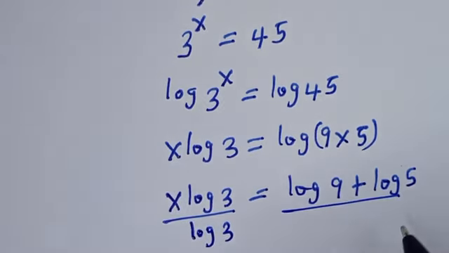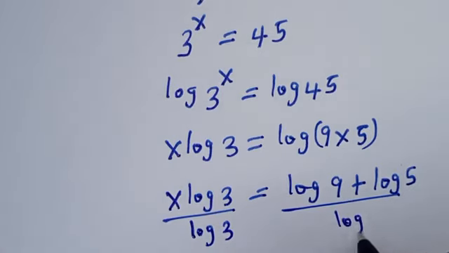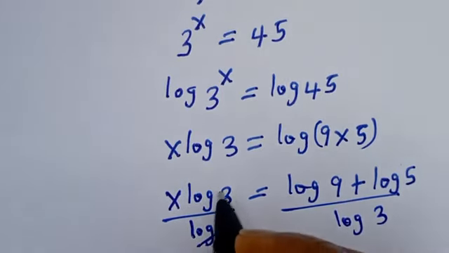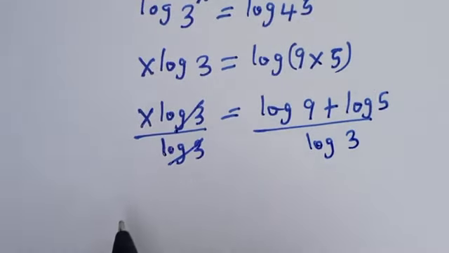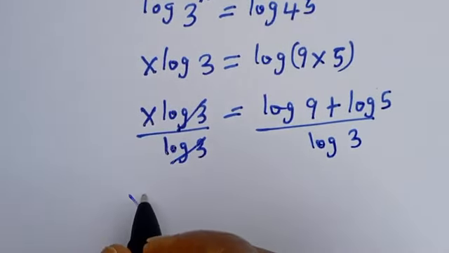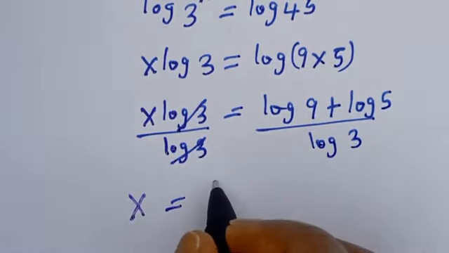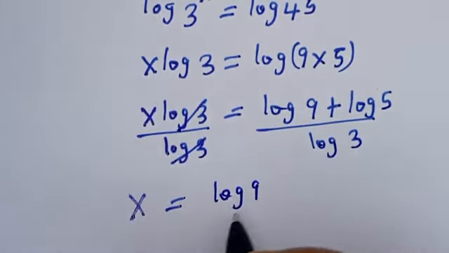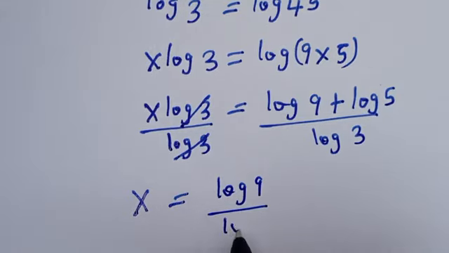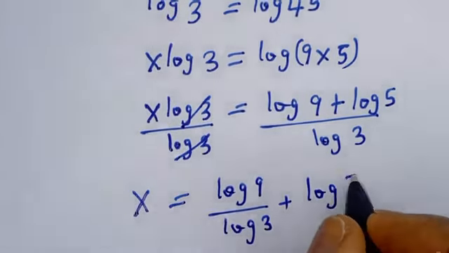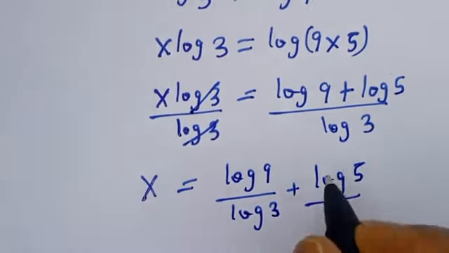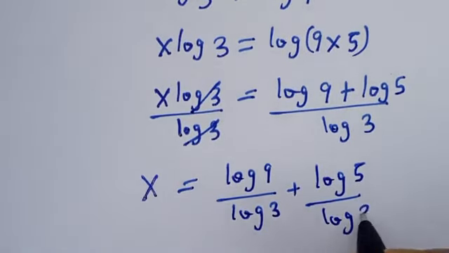Let's divide both sides by log 3, then divided by log 3. This will cancel this. And we have s is equal to log 9 divided by log 3 plus log 5 divided by log 3.